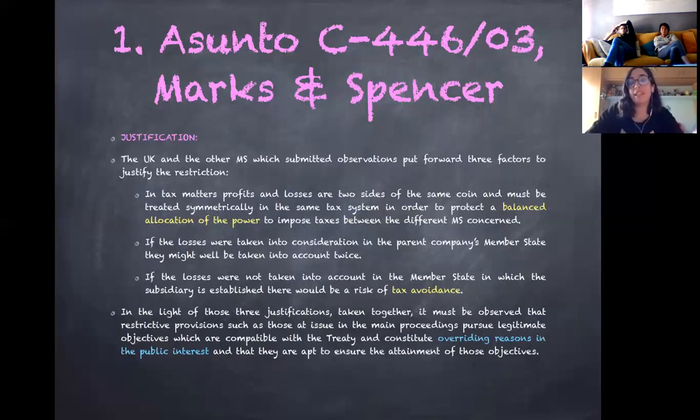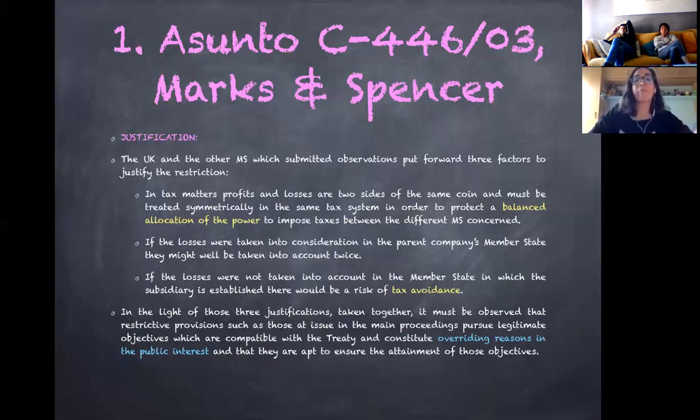So mainly the causes of justification argued by the United Kingdom were the balanced allocation of powers and the need of prevention of tax avoidance. The ECJ understood that if we take into account all of these causes together, we can conclude that this restrictive provision established under the English national system is compatible with the treaty and constitutes overriding reasons in the public interest. So, although there is a restriction, the ECJ in this case considered that it was justified, taking into account the need of a balanced allocation of power and also the need of prevention of tax avoidance.